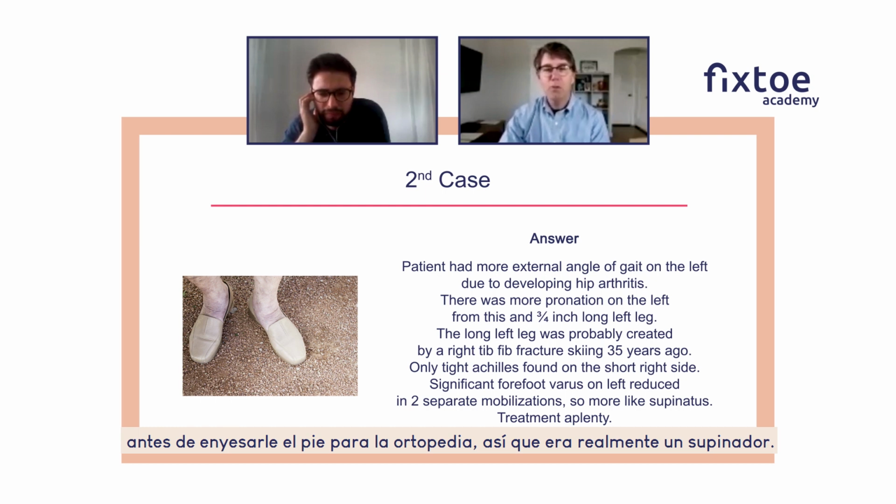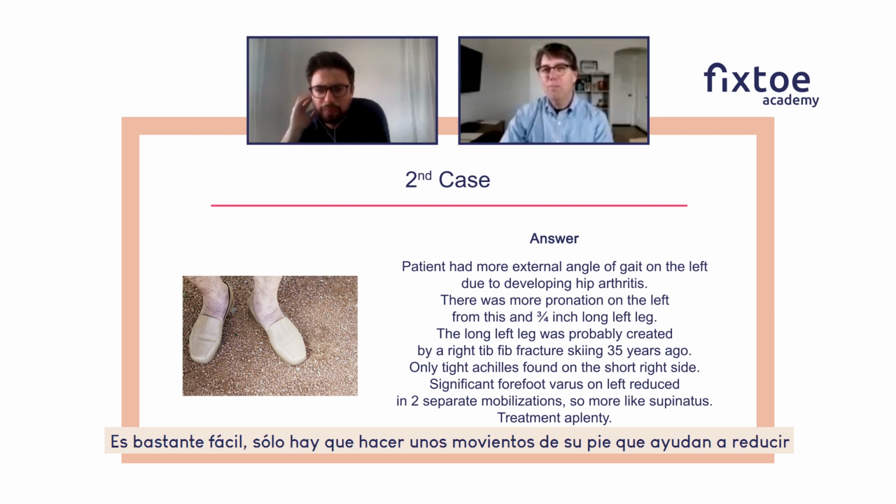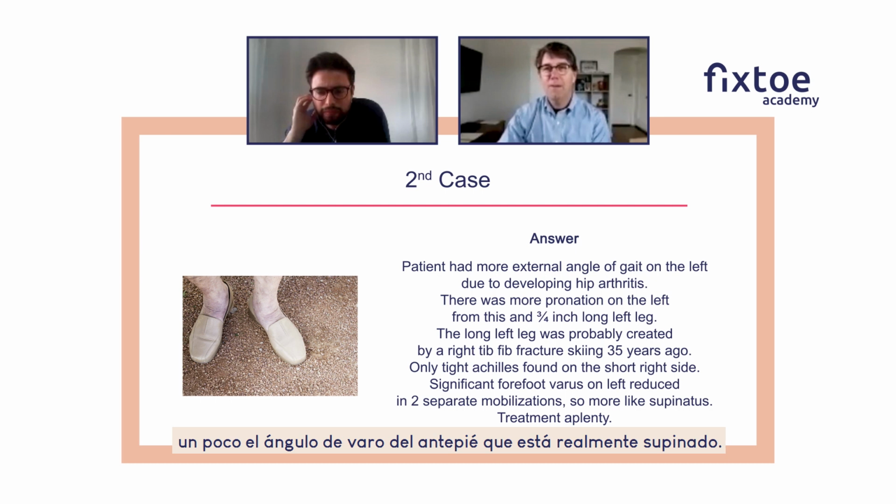So it was really a supinatus. I do manipulations for my forefoot varus patients prior to casting. It's pretty easy just to do a few torques of their foot. It usually takes away some of the forefoot varus angle, which is really supinatus. So anyways, that was a very interesting case.